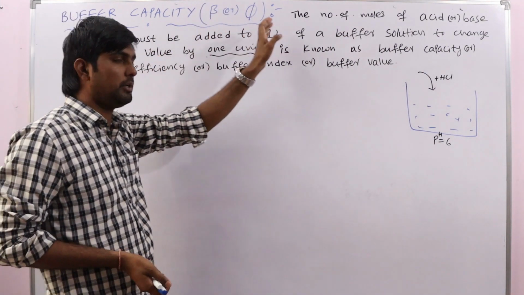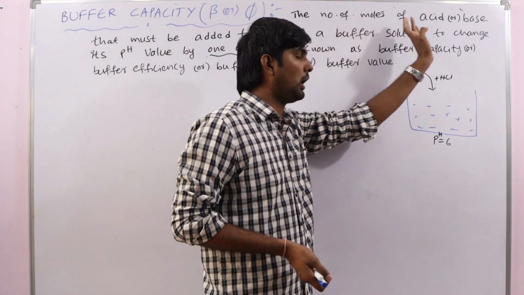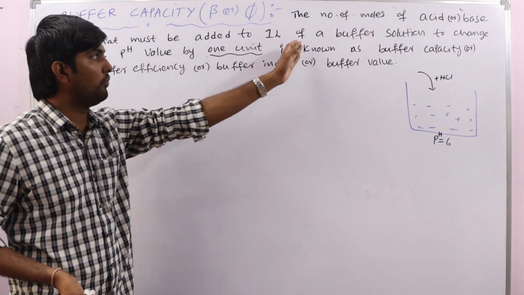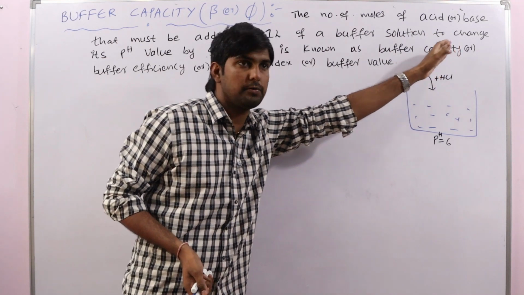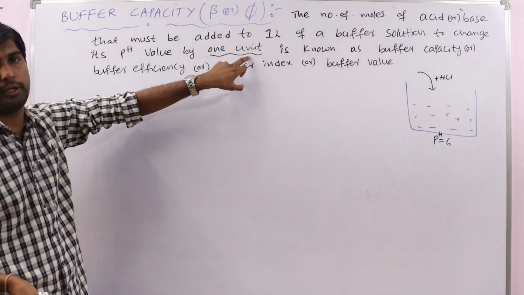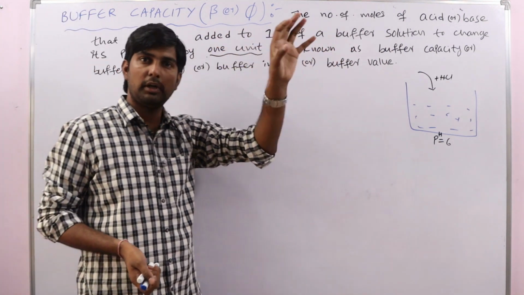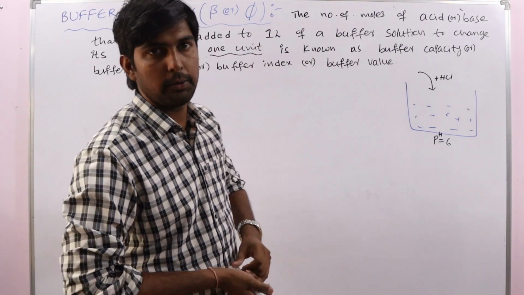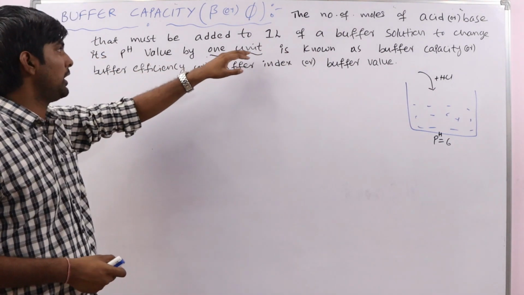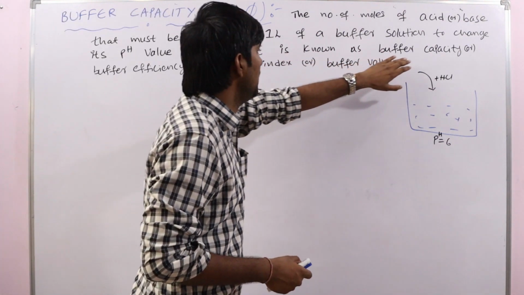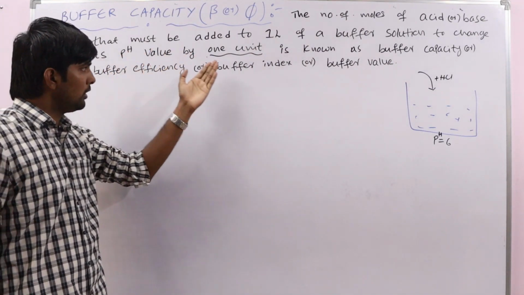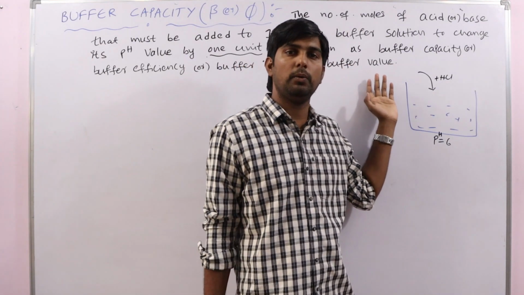Buffer capacity means the number of moles of acid or base that must be added to 1 liter of a buffer solution to change its pH value by 1 unit. The number of moles of acid or base that should be added to 1 liter of buffer solution to change its pH by 1 unit is called buffer capacity. That is also known as buffer efficiency, buffer index, or buffer value.